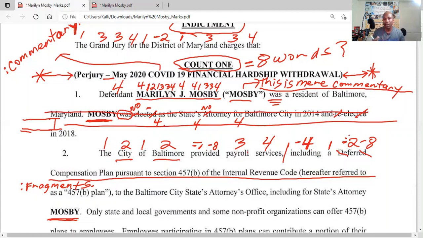Why would you need 2 negatives? A negative is a negative, right? It voids a performance. It voids the word, right? Which has an effect on the rest of the text in that sentence structure or in that formulation of words, right? So let's take a look down here where it says the city of Baltimore provided payroll services, including a deferred. So here, that's a negative. That's also a negative.